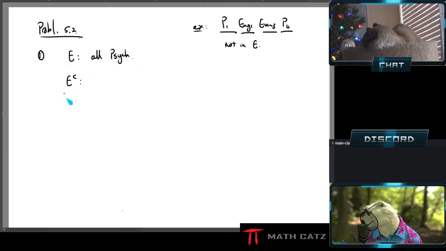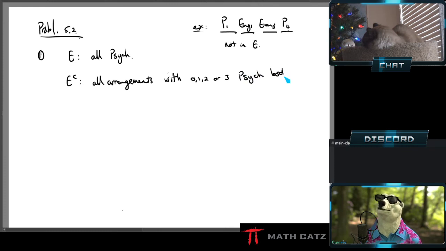Therefore, I have to rephrase the complement so that it covers these ones. I can't say no psychology books. Then this one's not in E complement either. It has to be somewhere. So I have to phrase it a little bit more generally: all arrangements of 4 books, of course, with 0, 1, 2, or 3 psychology books. Or you could say not all psychology books, but I don't like that because it's a little bit of a cheat. That's not always going to work.